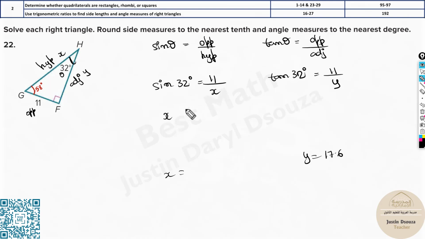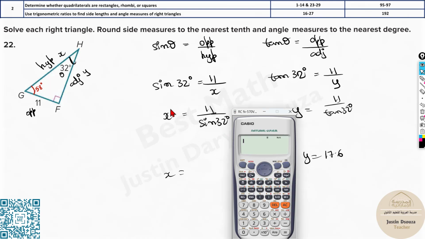Let's take x to the other side. That is equal to 11 divided by sine 32. And over here, y to the other side, it will be 11 divided by tan 32. Even if you type these in the calculator, you get the answer. I'll show you over here. 11 divided by sine 32 is 20.75, I mean 20.8 would be the answer. So 20.8, that is GH over here.